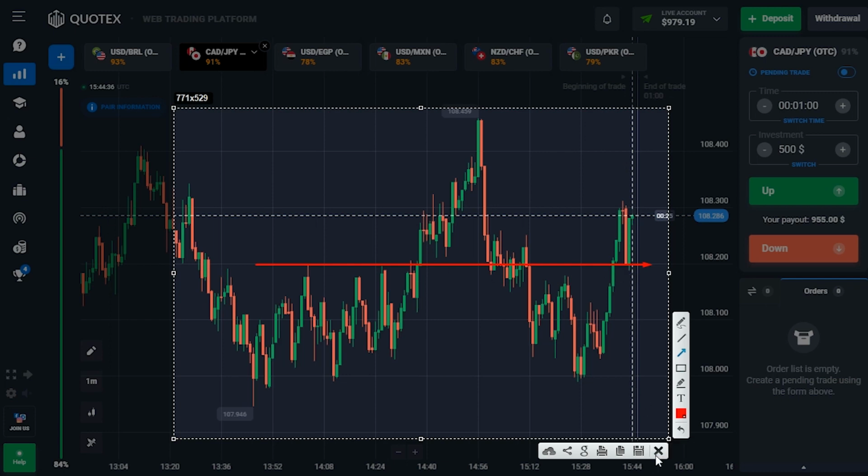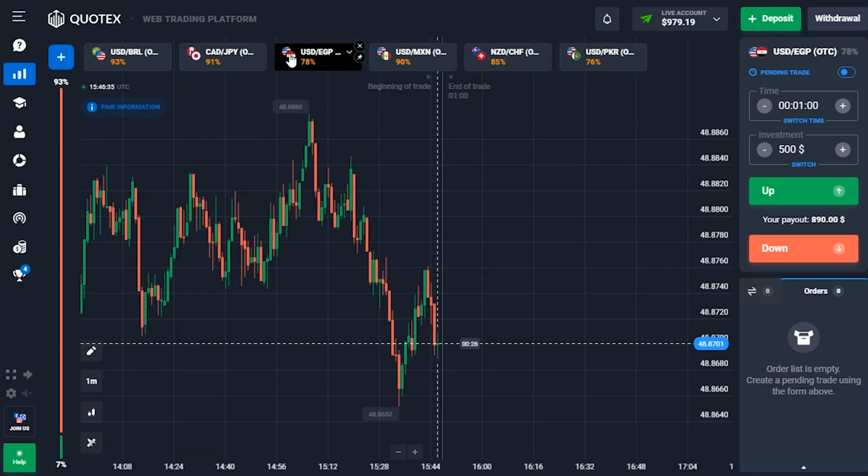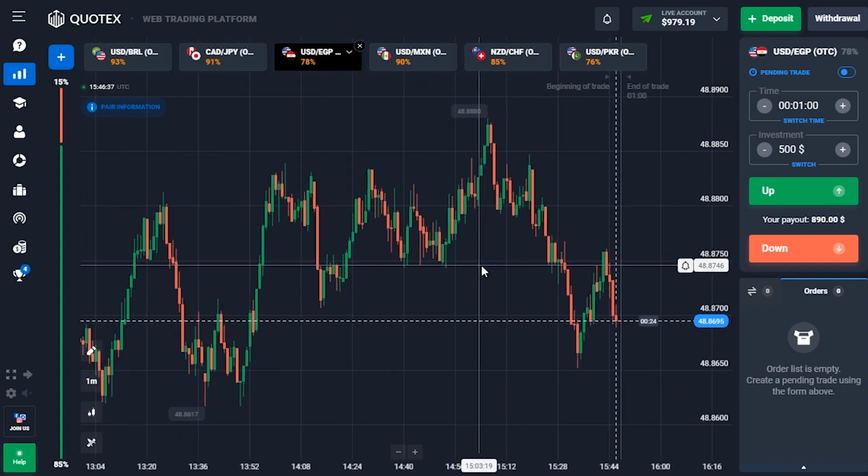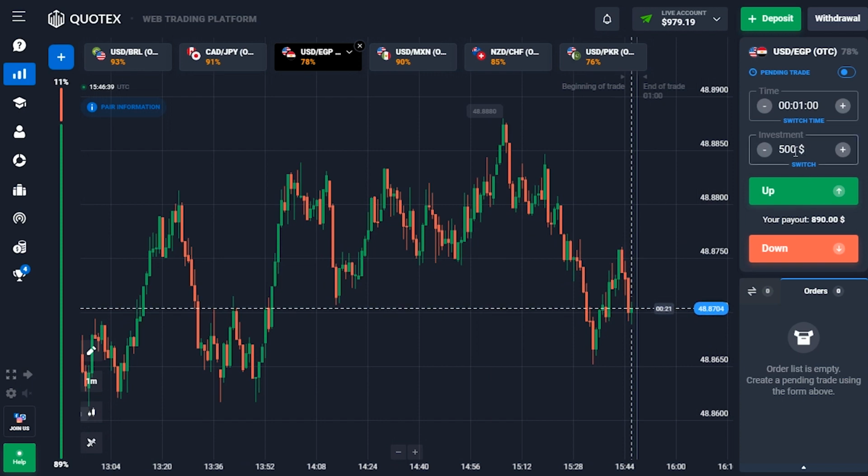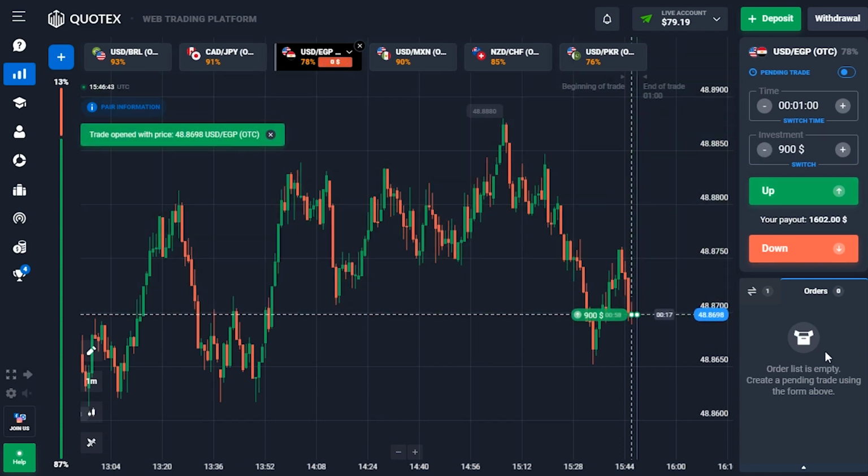Let's look at another situation on another currency pair. This currency pair is flat. I don't recommend beginners to trade flat, but I see a great entry point here, so my trade is up here.